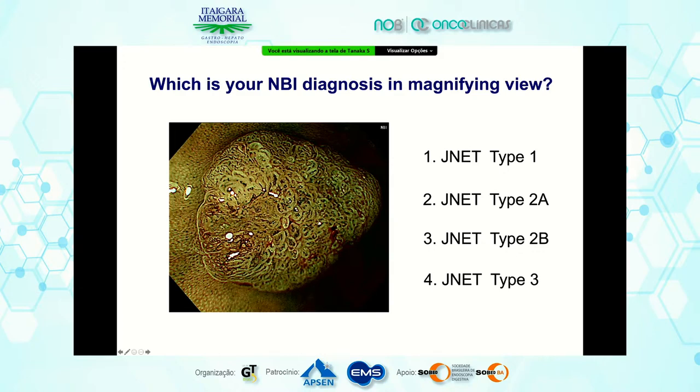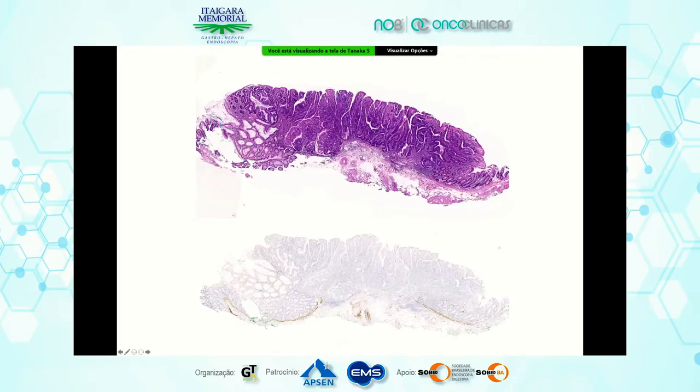Difficult. You can see a surface pit-like irregular structure. The vessel pattern shows a microvascular area and scattering vessels, but these pit-like patterns exist, though irregular. So JNet type 2B. This is also SM invasive carcinoma at that point.